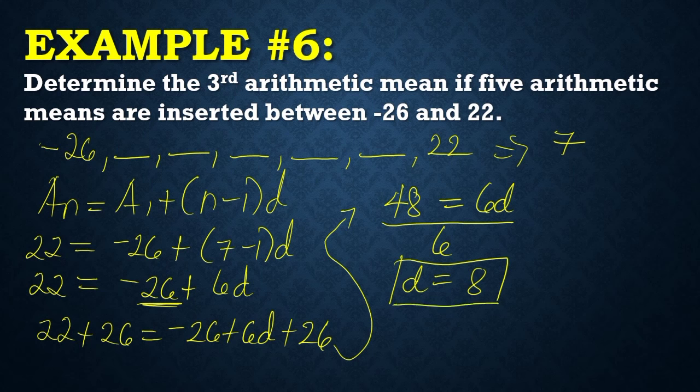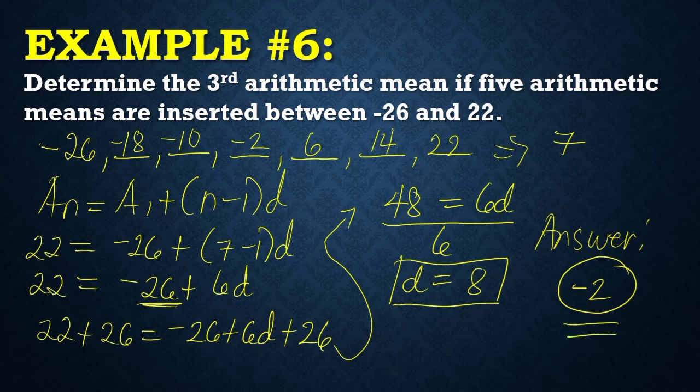Okay, so let's check para makuha na natin yung third arithmetic mean. So yung arithmetic mean natin, sa pinakagitna siya. So, negative 26 plus 8, that is negative 18. Another 8, that is negative 10. Plus 8, that is negative 2. Plus 8, that is 6. Plus 8, 14. And another 8, 22. So, our answer will be, sulat ko na lang dito, our answer will be negative 2.